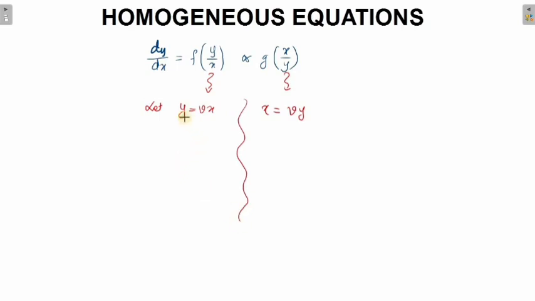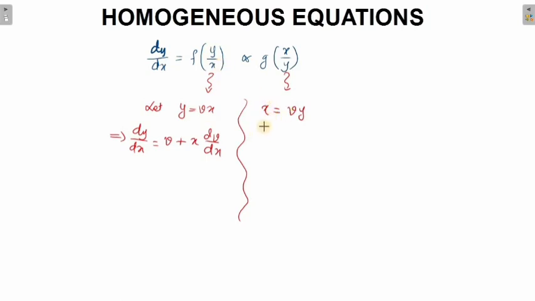Now if y is equal to vx, then you differentiate with respect to x. When you differentiate, you get dy by dx. Now you have a product of two functions, so keep v as it is and differentiate x. The differentiation of x is 1, so v into 1 is v itself, plus, now keep x as it is and differentiate v. When you differentiate v, you get dv by dx. So this is the rule that you need to follow. Later on you will substitute dy by dx out here, and you will substitute y equals vx out here. Simple.